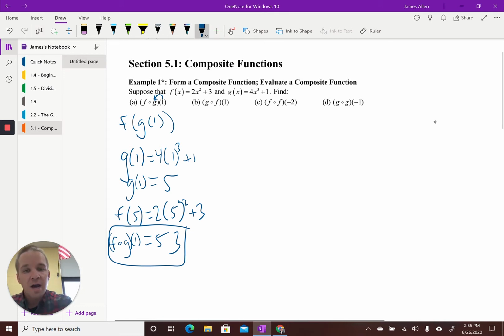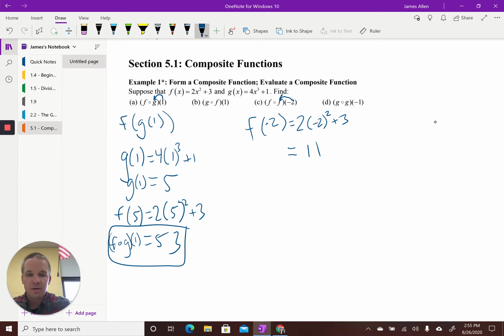All right. So f of negative 2. So I'm going to plug negative 2 in first. And what I'd have here is f of negative 2 equals 2 parentheses negative 2. Parentheses are so very important in these situations when I'm squaring stuff, because negative 2 squared is positive 4. 4 times 2 is 8. 8 plus 3 is 11. So f of negative 2 is 11.